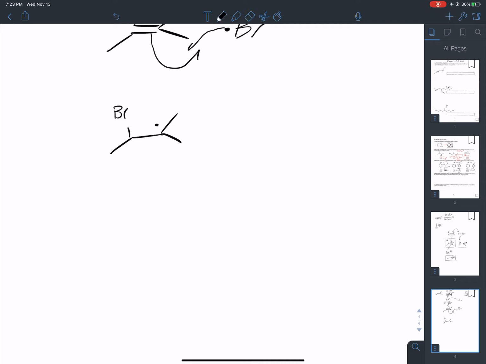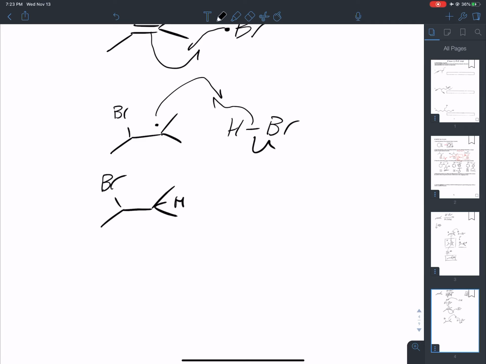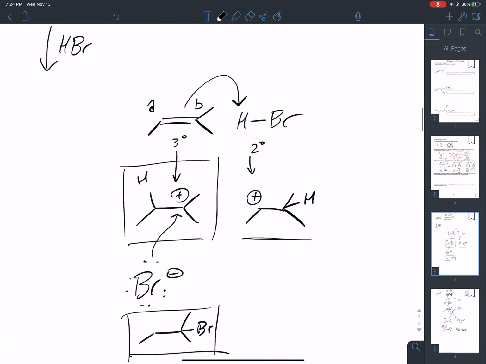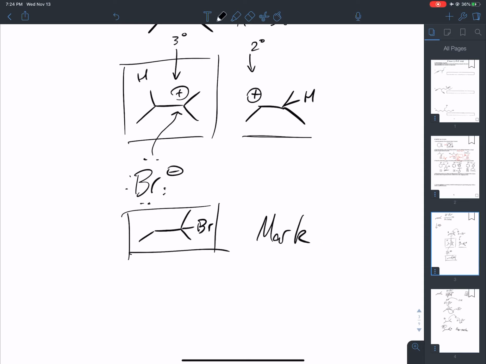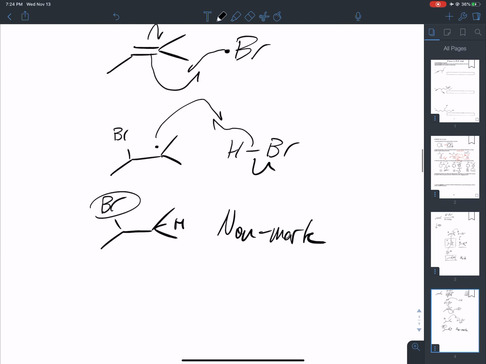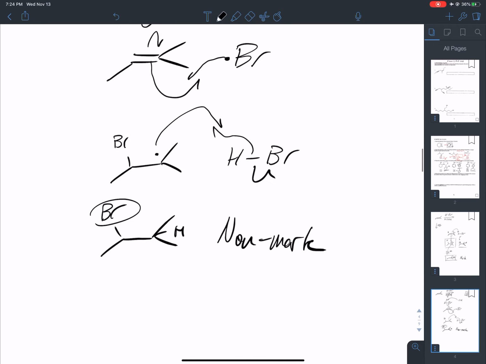What we end up with, more HBr in solution. This is going to grab a hydrogen. Sorry, that's not quite right. Going to grab a hydrogen, one electron each, and you're going to generate a new bromine radical. So then you end up with the bromine on the non-mark side. So with respect to the bromine specifically, the first reaction, put it on the Markovnikov side. The second reaction, put it on the anti-Mark side, the non-Markovnikov side.